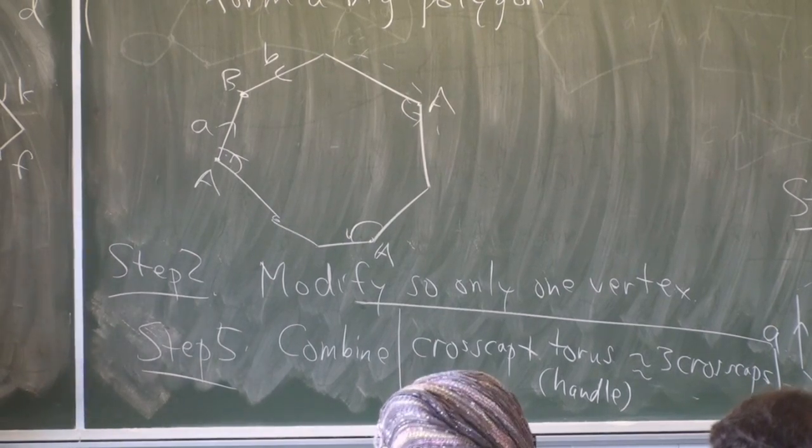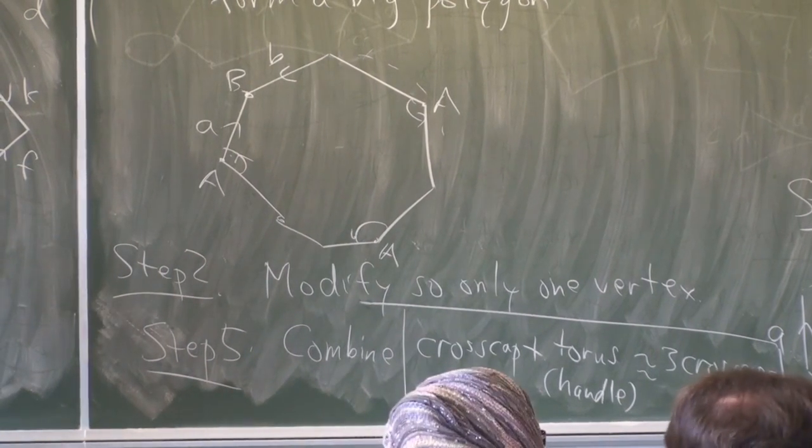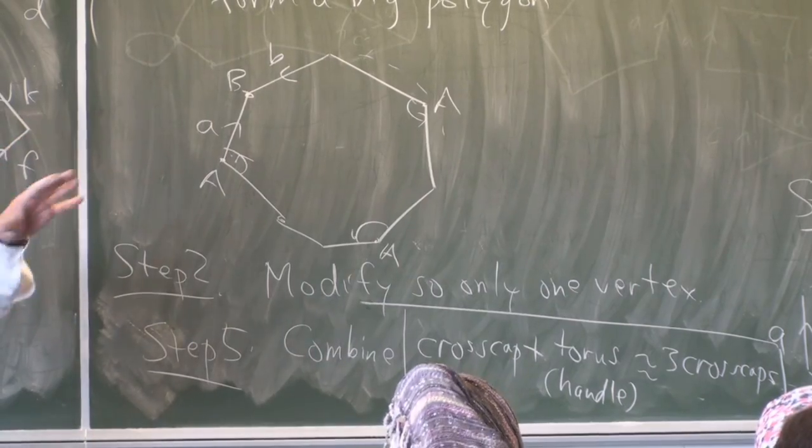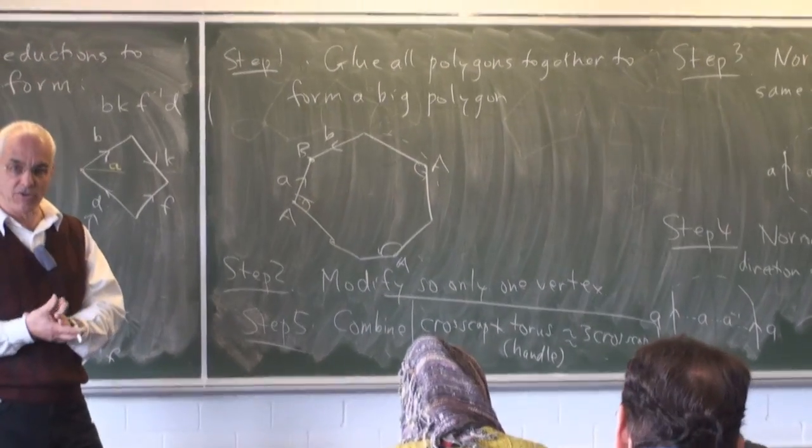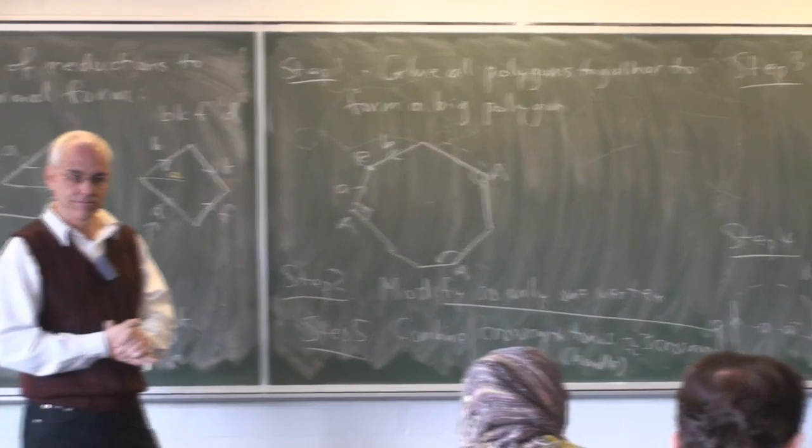All right, so that's what we're going to do next time. We're going to have a look at this proof in some detail and try to understand exactly how we get every combinatorial surface into this standard form.